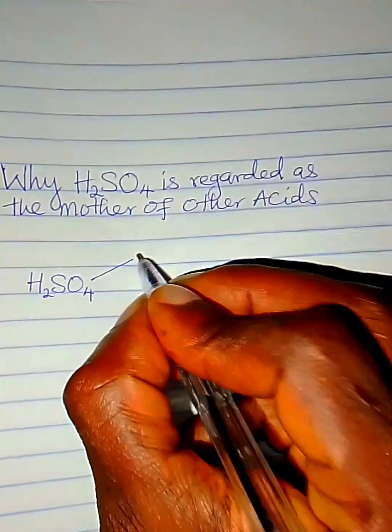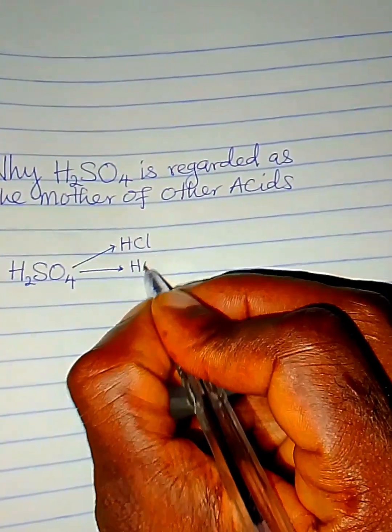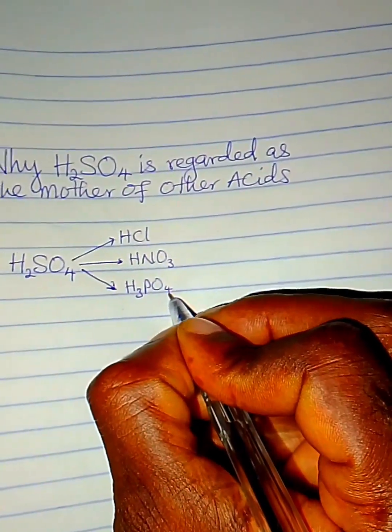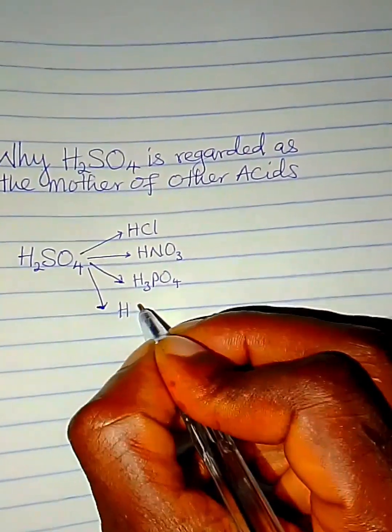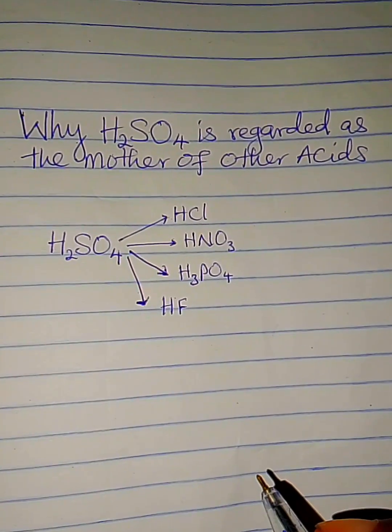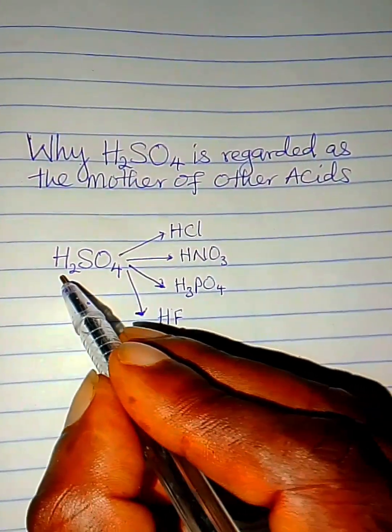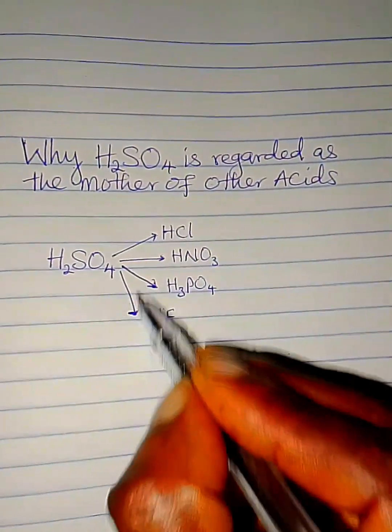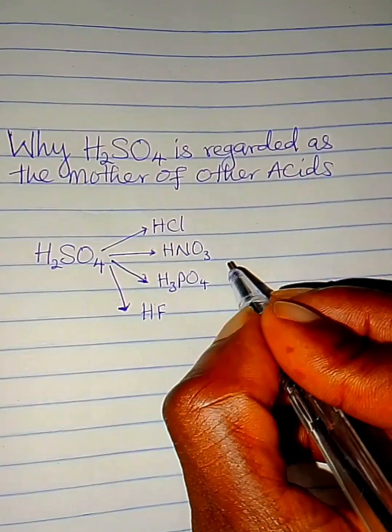Examples of other acids are hydrochloric acid, trioxonitrate 5 acid, tetraoxophosphate 5 acid, and hydrofluoric acid. Now, all these acids can be produced from tetraoxosulphate 6 acid. That is why tetraoxosulphate 6 acid is regarded as their mother. Now, how does it take place?